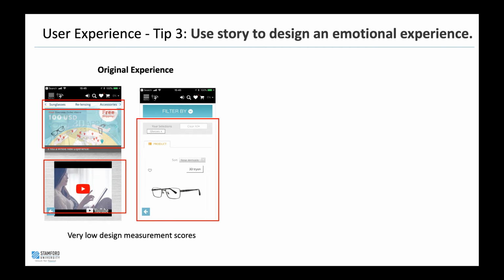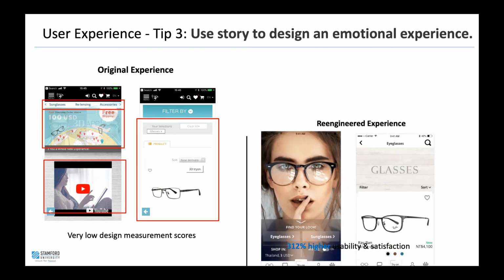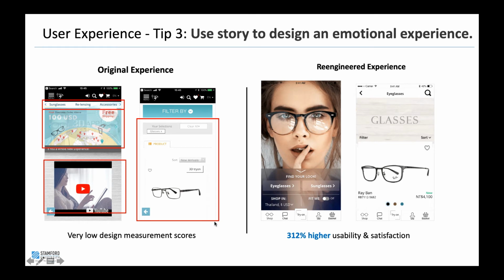So if the user is lucky enough to find the link to the sunglasses, then they can actually see the product. But there's no mention of price, brand, or ability to filter. So this is a great example of a design that has very low design measurement scores. Bad experience. All right, now let's take a look at the re-engineered experience.